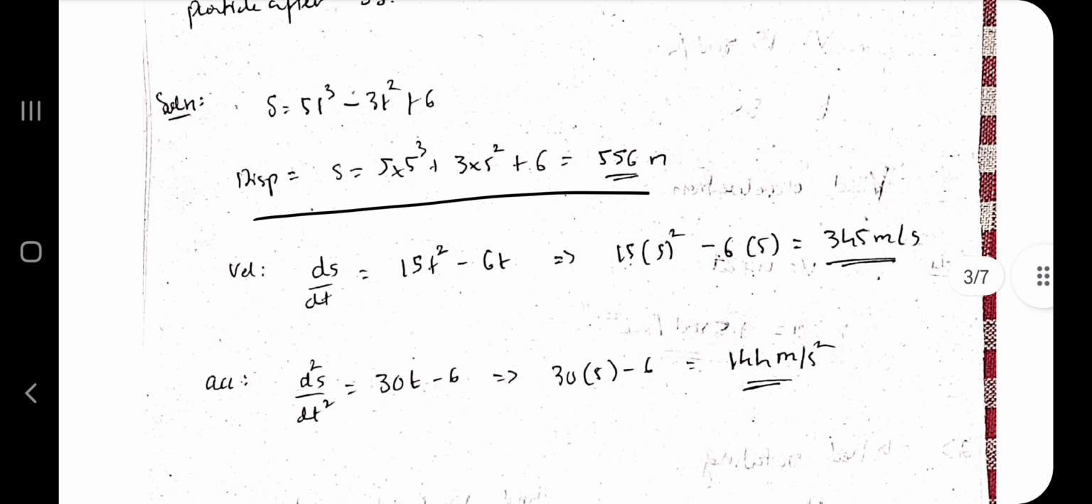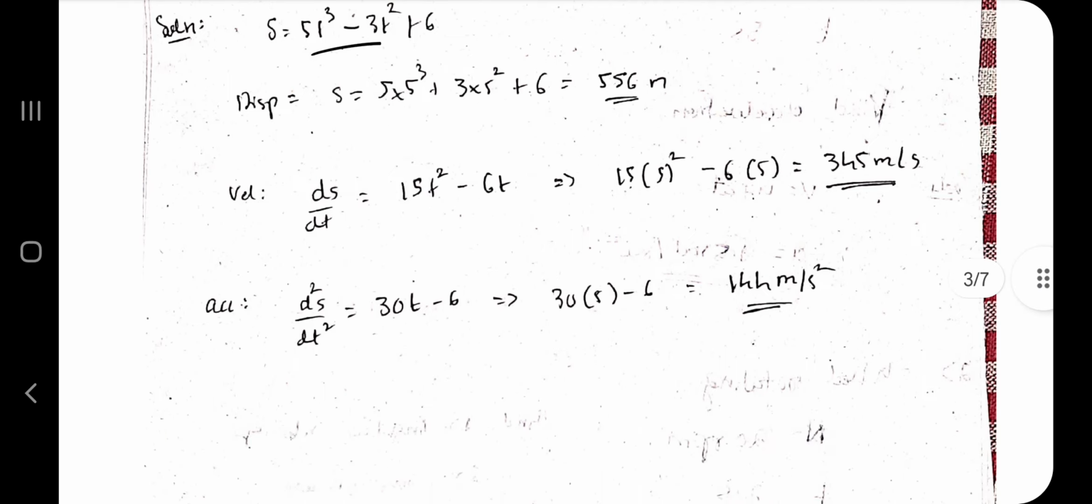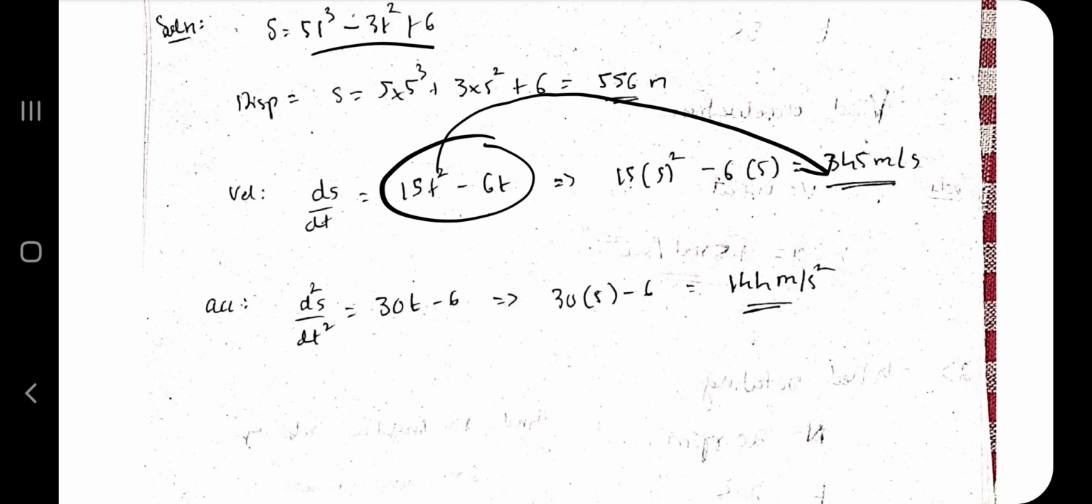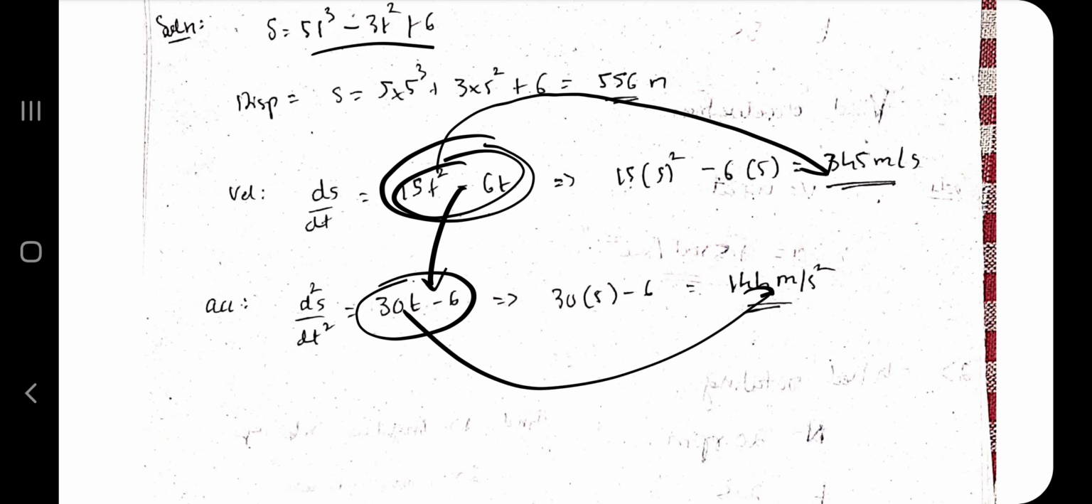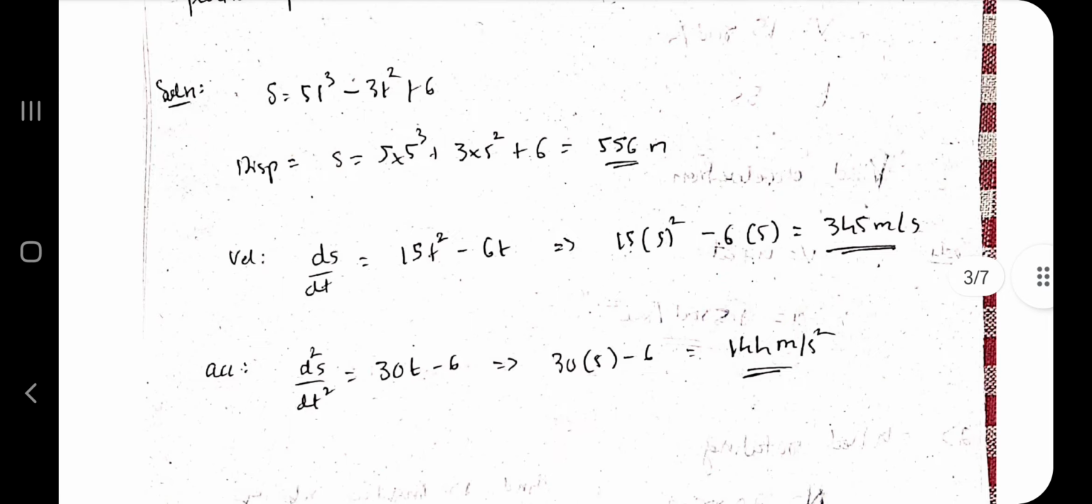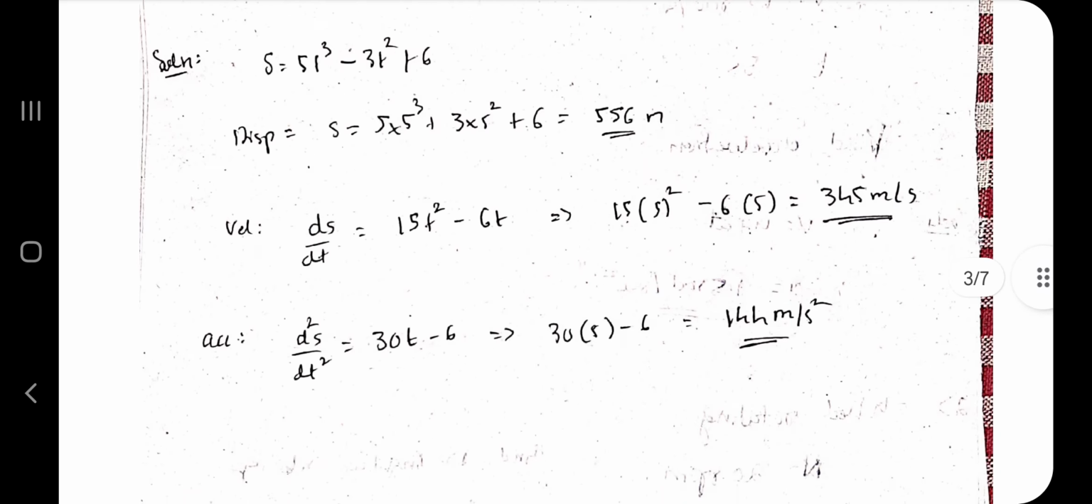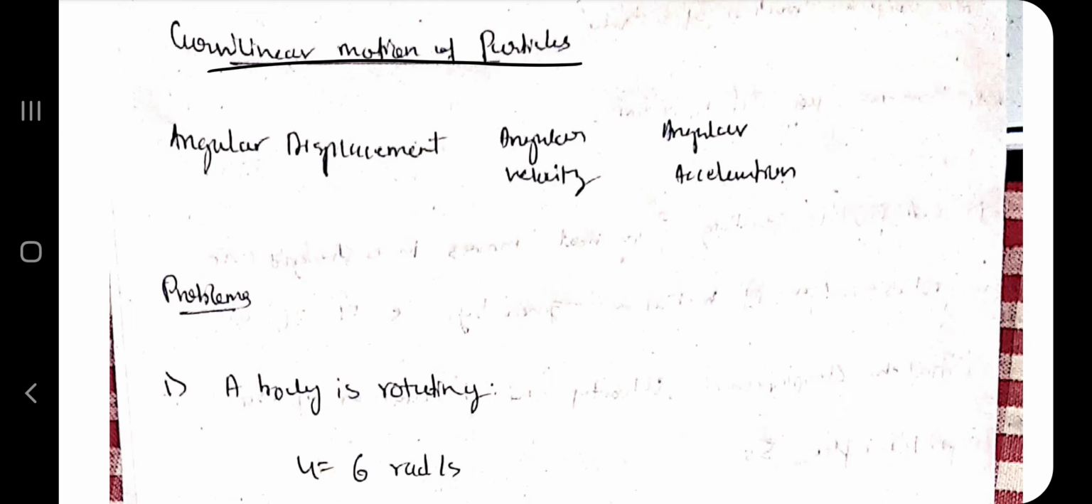So you'll get the displacement here just by substituting the value of t as 5, then differentiate this equation, and whatever answer you get, substitute the value of t as 5. One answer you'll get here, that is the velocity. Again differentiate this equation here, you'll get this answer. Substitute the value of t, that's the answer for acceleration. Okay, so these are the type of questions you could expect on the topic non-uniform motion of a body. Okay. The next one is the curvilinear motion of particles.